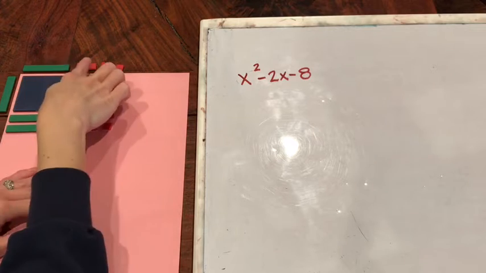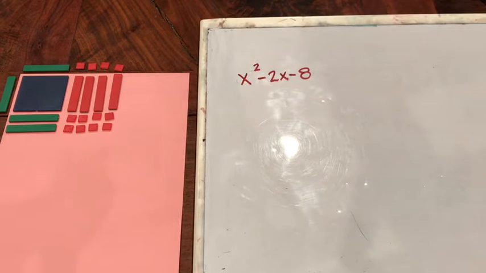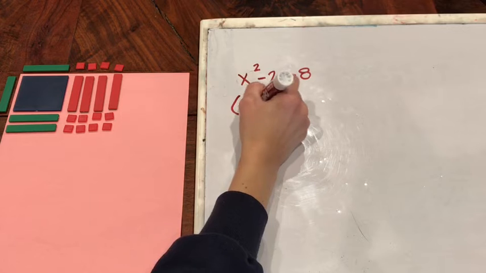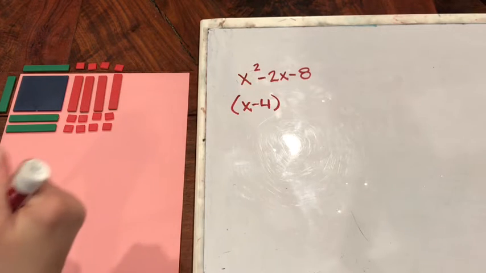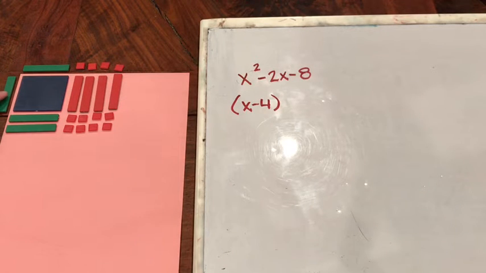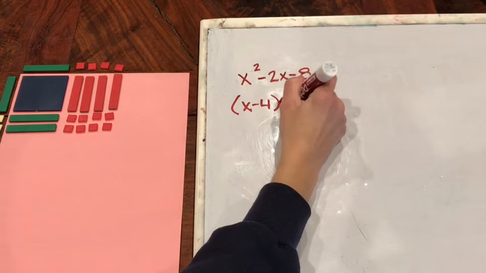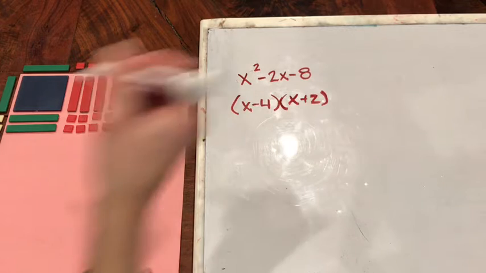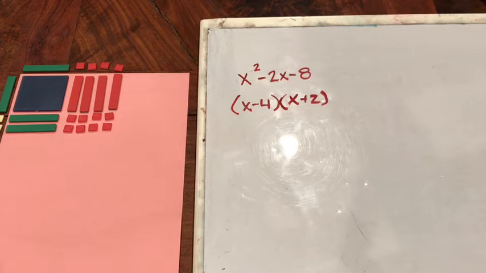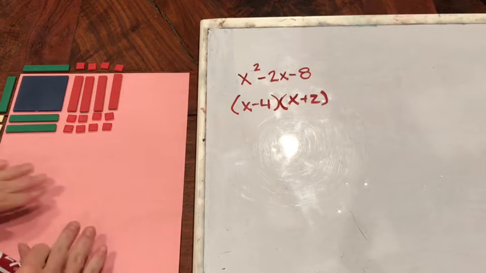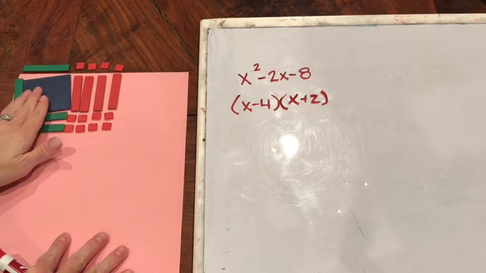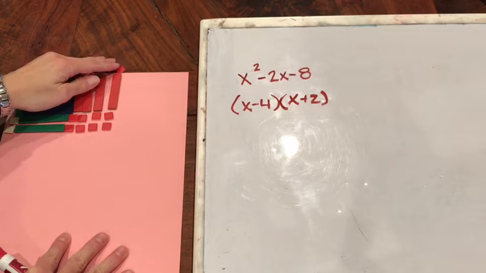So this is x minus 4. And this one is x, and these are positive. So we're going to make that a plus 2. All right, and that's what those look like. Now let me show you how I can do it on paper.